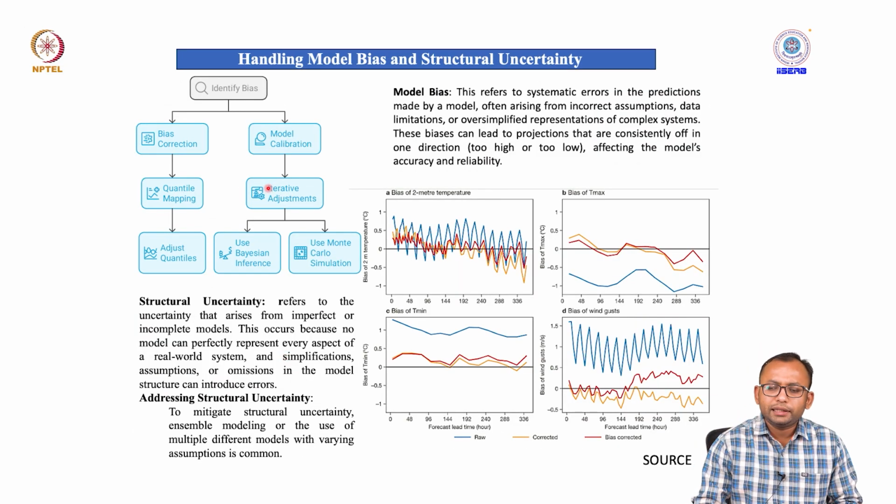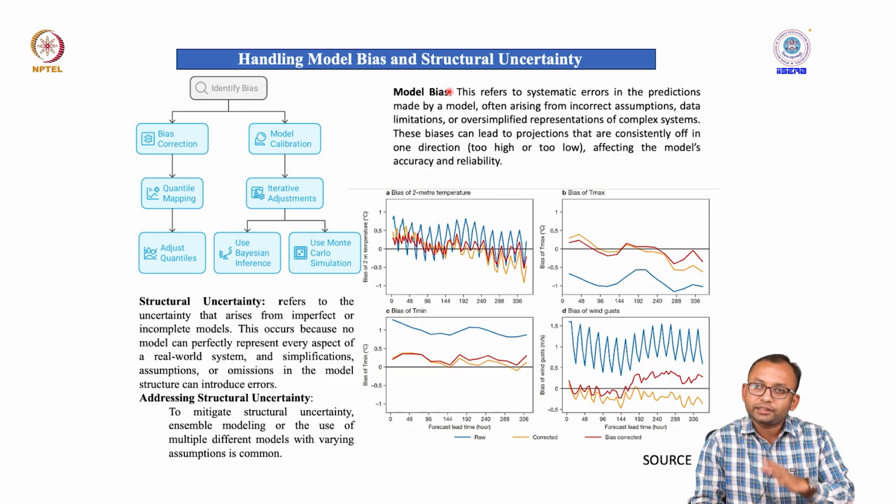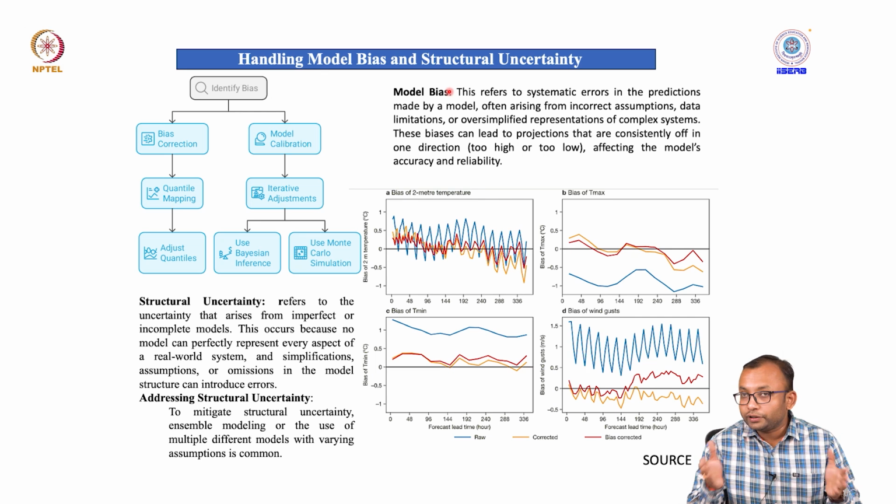How do we handle these model biases, or structural uncertainty? Let's say you have run the model for the historical scenario, and the model is incomplete in the sense of process interpretation or process incorporation, or the data we have provided or the parameterization in the model is not sufficient, which can lead to some sort of uncertainty.